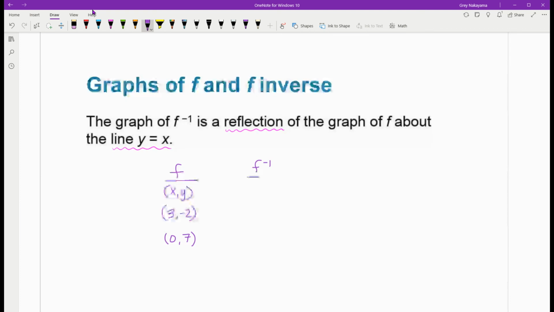Then I know my inverse because what did we just talk about? Think about how you found the inverse. We swapped the x and the y. So that means I know 2 points. Any point on the inverse is going to be flipping these points. It's going to be y, x. It's going to be negative 2, 3. It's going to be 7, 0.